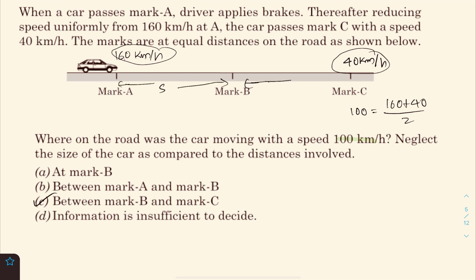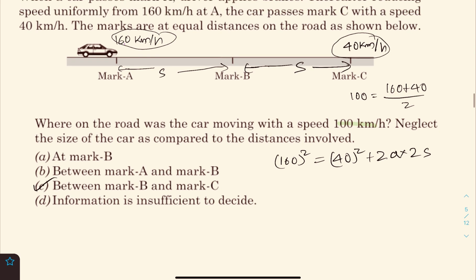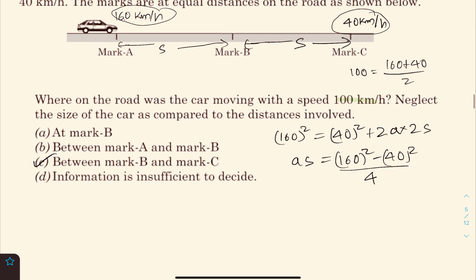Let's say this distance is S, and this is also S. Then what would we have? We would have 160 square is equal to 40 square plus 2 into A into 2S, right? So we would have A into S as 160 square minus 40 square by 4. That would be A into S.